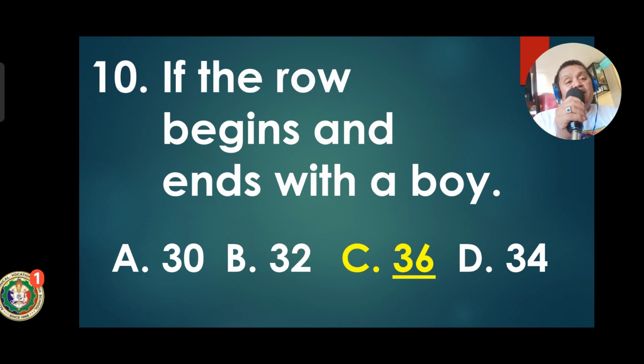And finally, we have number 10. If the row begins and ends with a boy. Possible answers: A, 30; B, 32; C, 36; D, 32. The given possible answer there is C, which is 36. Again, all those answers, please do not rely on them, but you are going to solve 1 to 10 so that you can attest that the possible answers are correct by solving the problems.